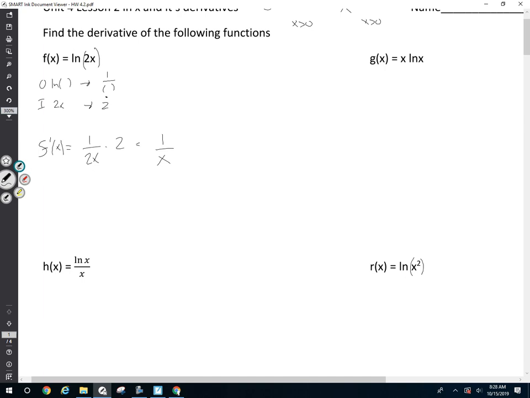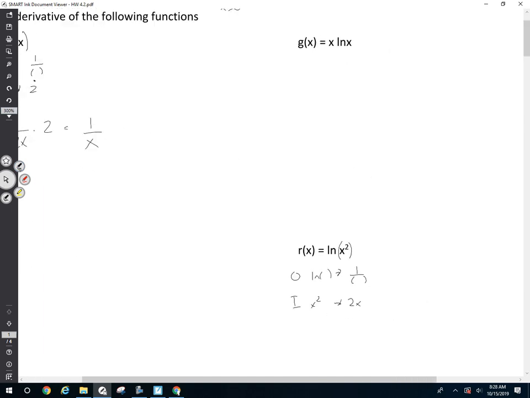Since this is a composition, I'll do this second. The outside is the log function, and the inside is the x squared function. Derivative of the outside, 1 over. Derivative of the inside, 2x. So let's see. Would that be any different than the previous one? R prime of x ends up being 1 over x squared times 2x. You could write that as 2x over x squared, but you could write that as 2 over x, which is probably what you would want to do.